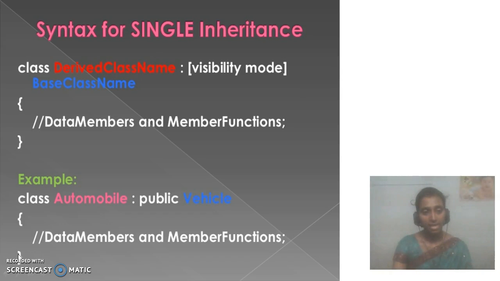Syntax. Class is a keyword and then derived class name, colon, visibility mode is an optional one. After that we use base class name. Inside the derived class we can declare data members and member functions. Here is an example. Automobile is the derived class. It is derived from the base class vehicle.